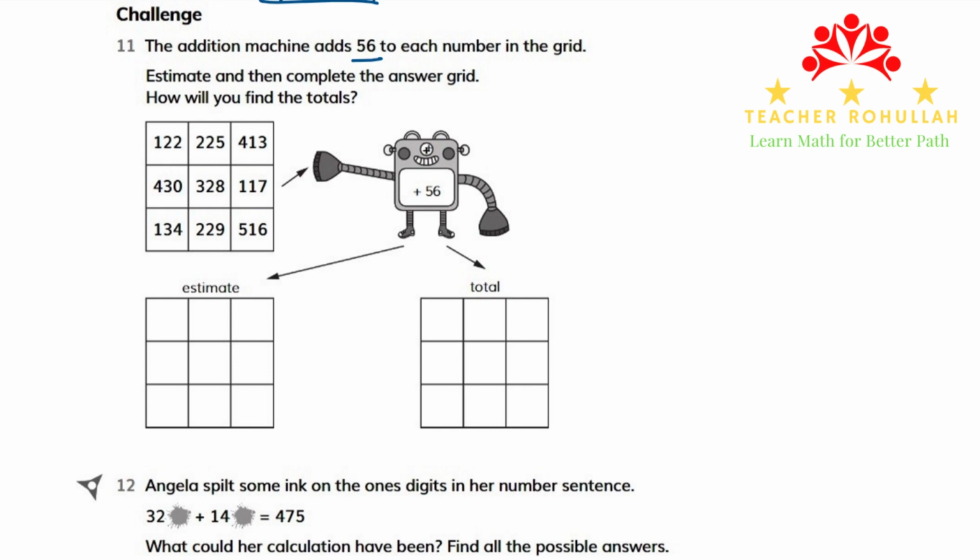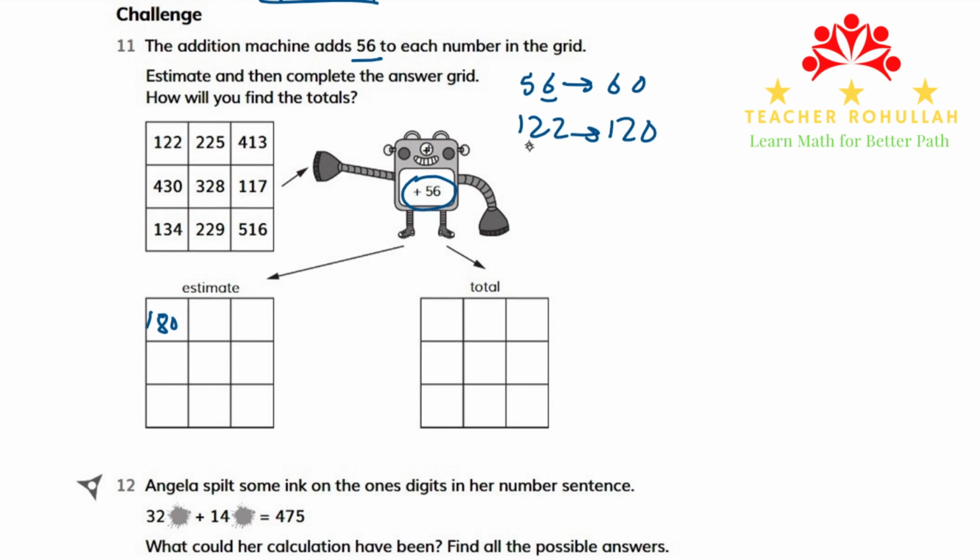So over here, because we are asked to estimate, we have to first round 56 to the nearest 10. So 56 rounds to 60 because 6 is 5 or more. Now to find the estimated sum of each number and 60, we have to round each number in the given grid. So 122 rounds to 120, and 120 plus 60 is 180. So the sum of the first number is 180.